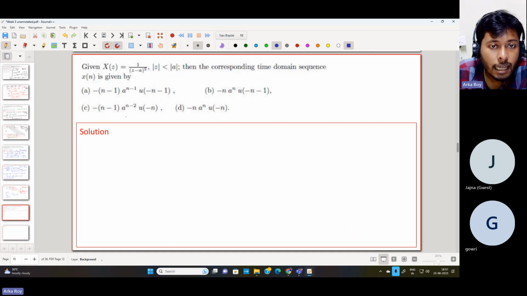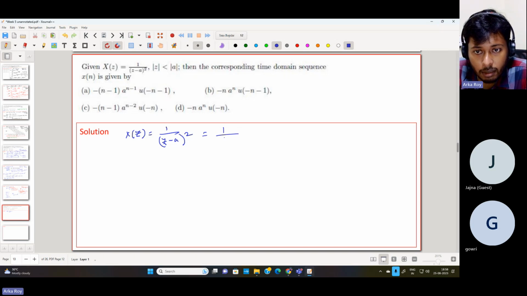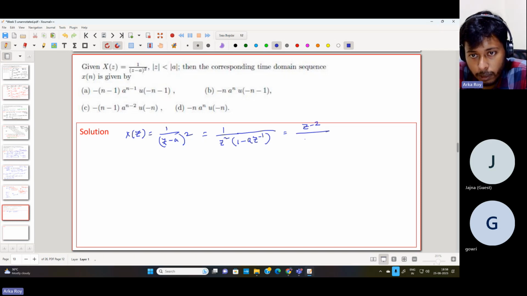Okay. So this is the last question for quiz 4. It looks like X of z is equal to 1 minus 1, so this is z minus a squared. Okay. So I can write it as, let's take z squared out, so it will be 1 minus a z inverse. So I can write it as z to the power -2 divided by 1 minus a z inverse.